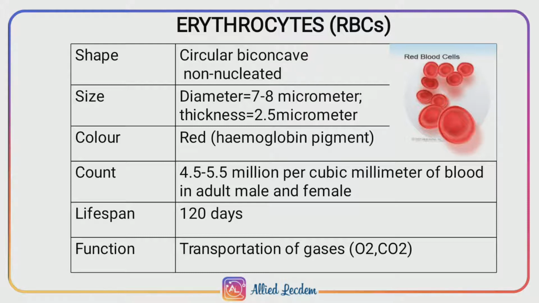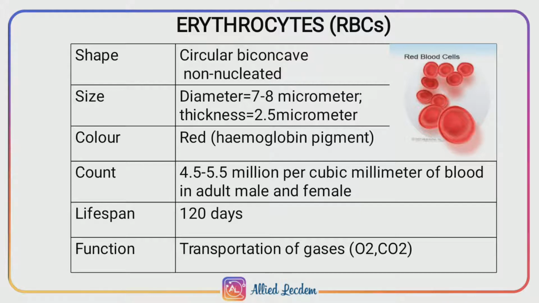Red blood cells also contain the enzyme called carbonic anhydrase, which helps in CO2, that is carbon dioxide transport. The red color of RBCs is due to the presence of a coloring pigment called hemoglobin. A healthy adult has an average of 4.5 to 5.5 million per cubic millimeter of blood.